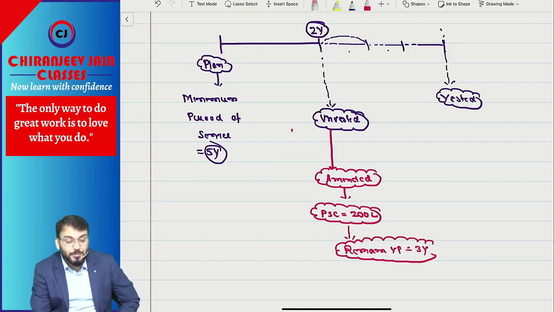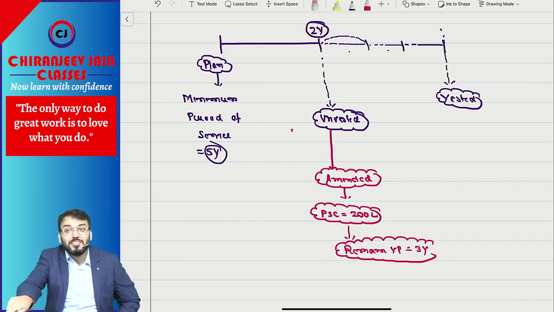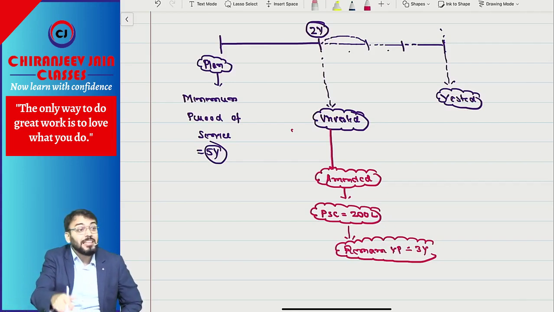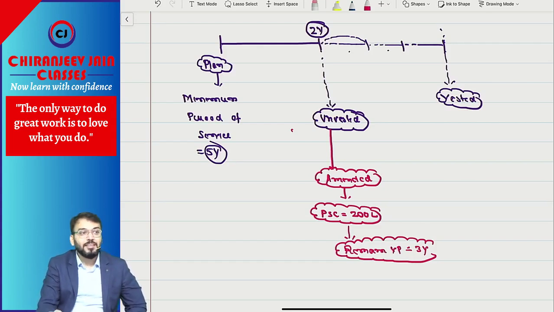So this past service cost will be recognized as an expense over the remaining vesting period. But if the plan is vested, then it will be recognized as an expense immediately. Understood? Very, very important for MCQ.